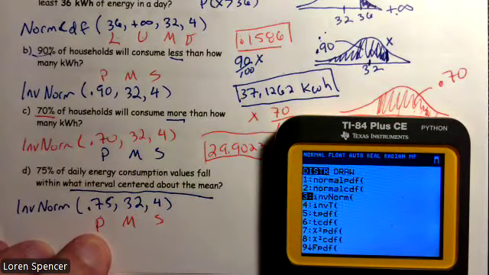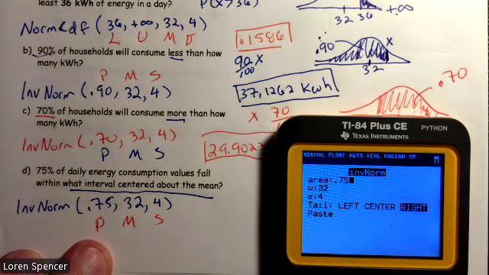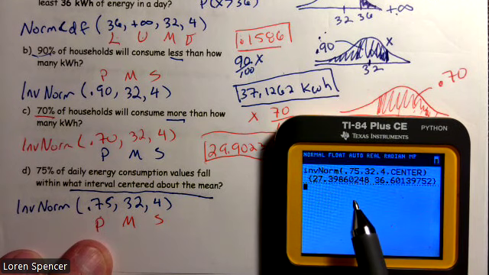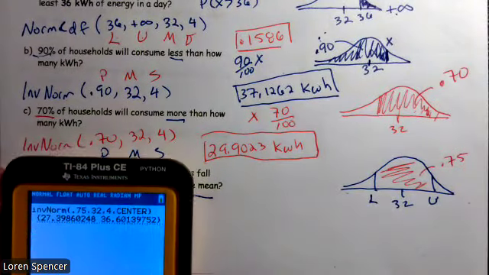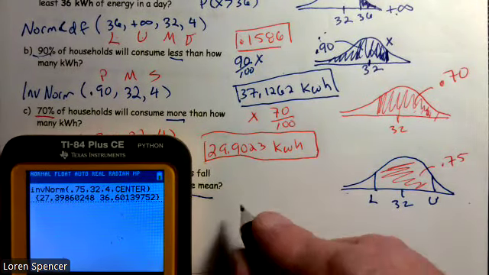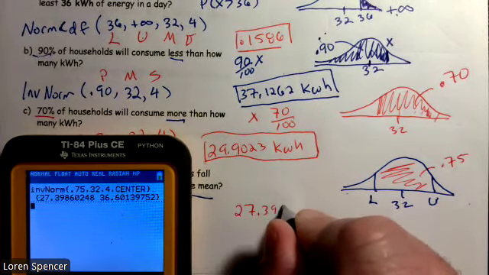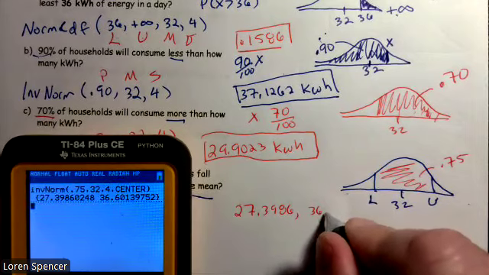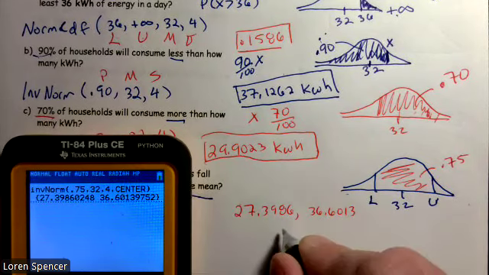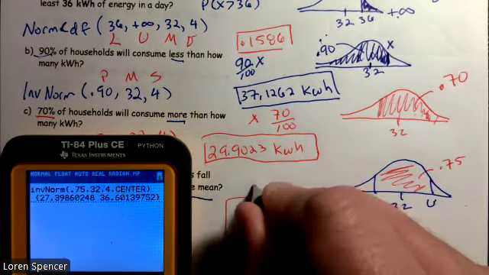Second vars, inverse norm. Area is 0.75. Mean is 32. Standard deviation is 4. And we want to be centered. And we end up getting 27.39 on the lower side, and on the high side, we end up getting 36.601. So 27.3986, comma, 36.6013. And these are all kilowatt hours. There's my lower and there's my upper.